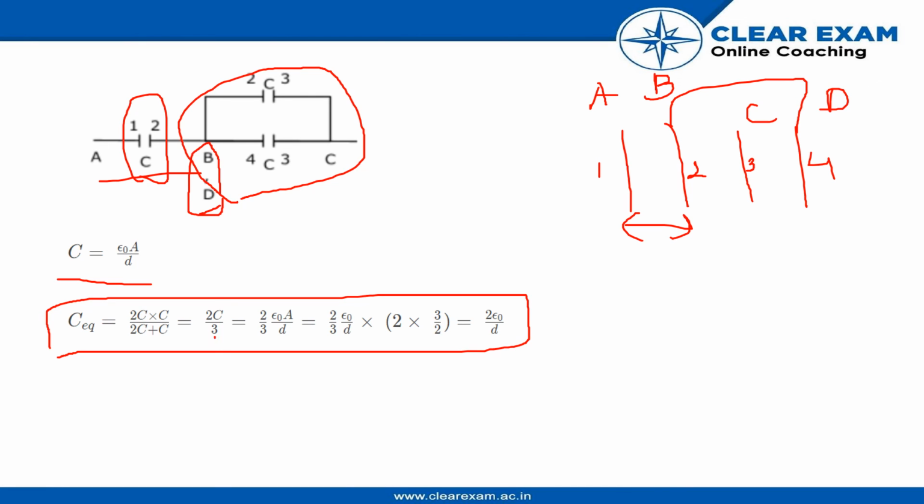So the total value becomes 2C by 3, and once we put 2C by 3 in terms of the values, we get 2 by 3 into epsilon naught by d into 2 into 3 by 2, as area is length into breadth. Once we have that, we get the equivalent capacitance as 2 epsilon naught by d, and from that we can say that the value of x becomes 2. Thank you.